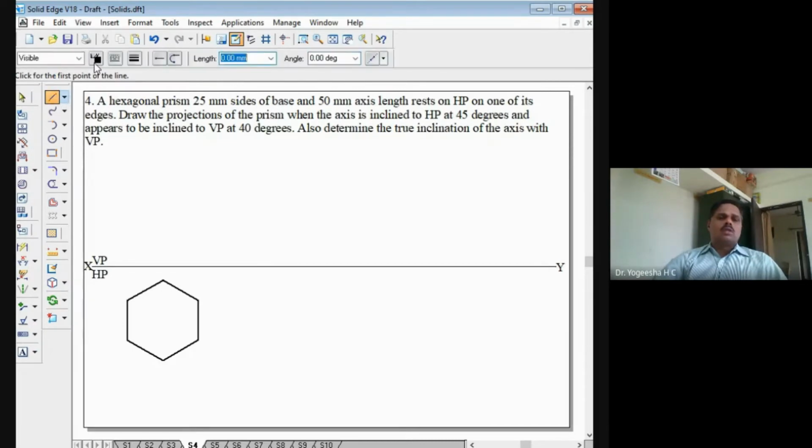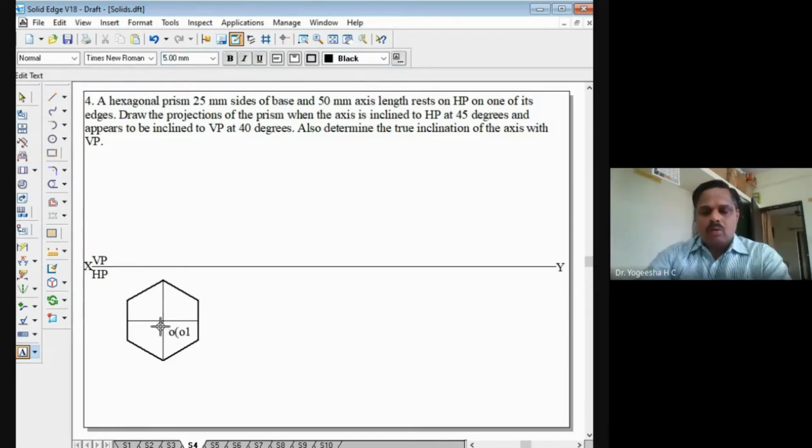Now I'll draw the thin line. I'll take the thin line here. I will join. The midpoint will be coming here only, right? So it will be the axis point. I'll mark this point as O in the bracket O1, and these points I'll mark here A in the bracket A1, and this point is B in the bracket B1, and this point is C in the bracket C1. Likewise, the various points I'll mark here D in the bracket D1, then E in the bracket E1, then F in the bracket F1.